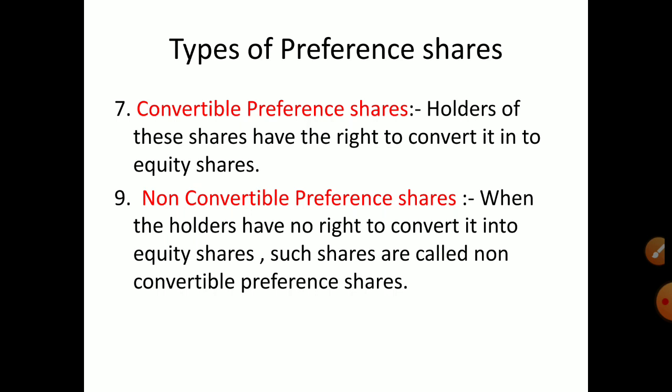Then non-convertible preference shares. Non-convertible means the holders have no right to convert them into equity shares. Okay, they cannot convert them into equity shares. Such shares are called non-convertible preference shares. So these are the different types of shares. What are the types? Cumulative, non-cumulative, participating, non-participating, redeemable, irredeemable, convertible, non-convertible.